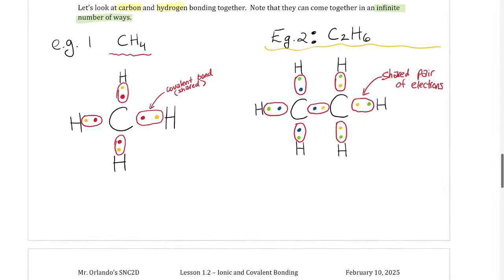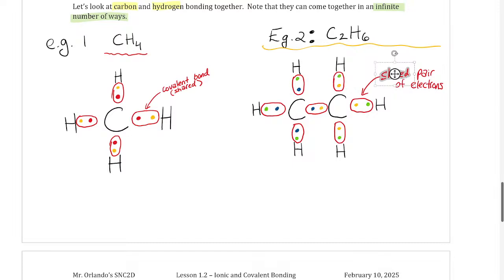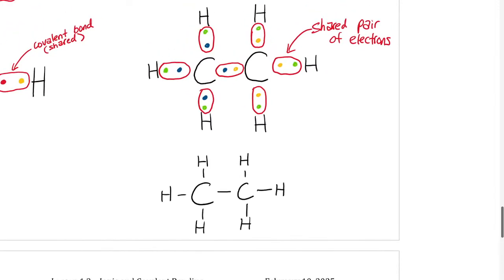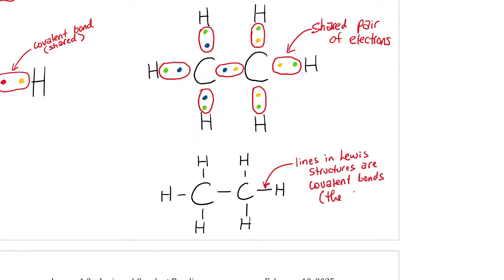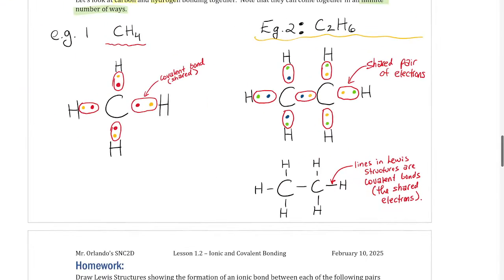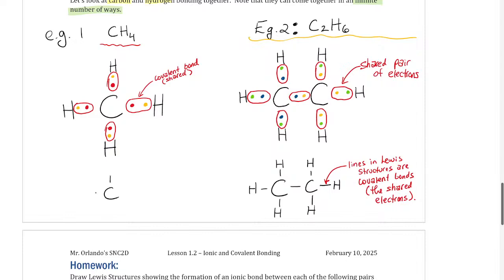And you'll often see this drawn, because this gets messy, where they will sometimes draw it just using a line to show a shared pair of electrons, like we see here. In fact, if you look up the formula of a chemical online, if you look for a Lewis structure of a covalent compound online, you'll see structures that look like this. So lines in Lewis structures are covalent bonds. In other words, it's those shared pairs of electrons. So we could redraw this structure over here like that if we wanted to.